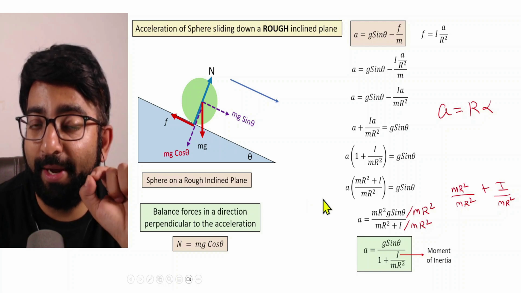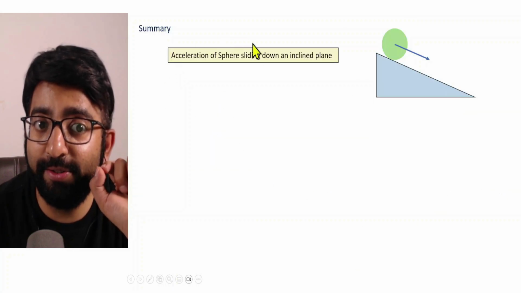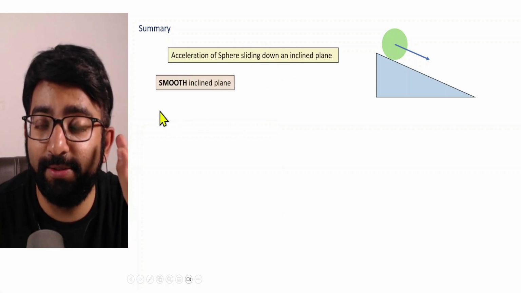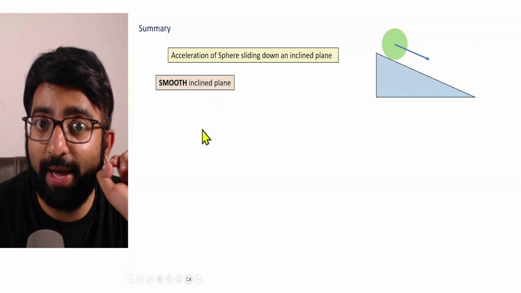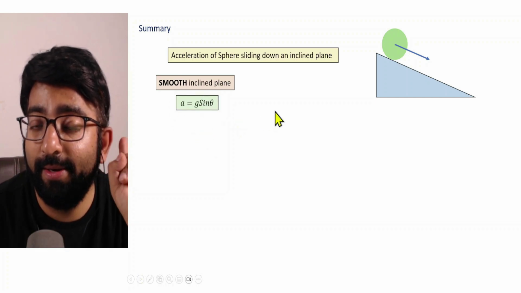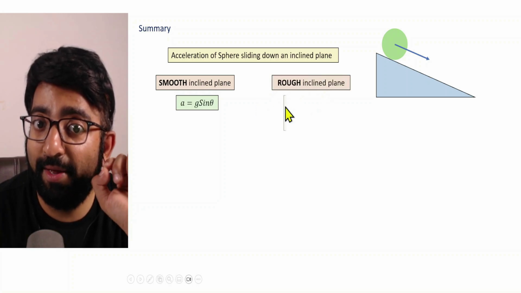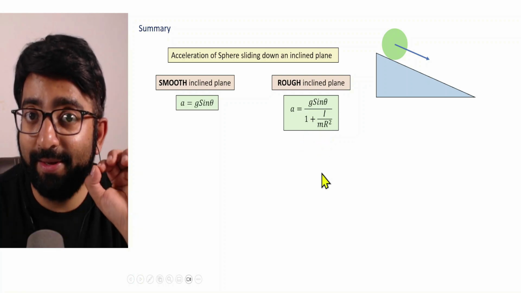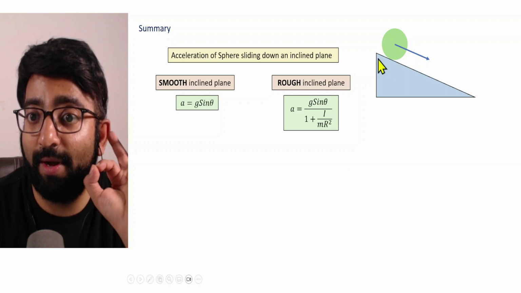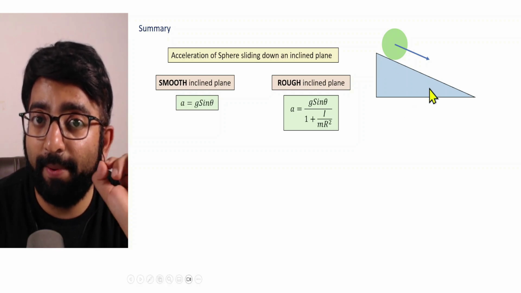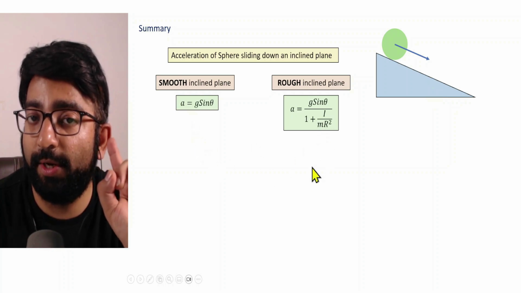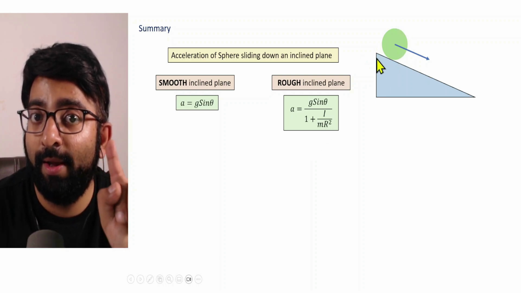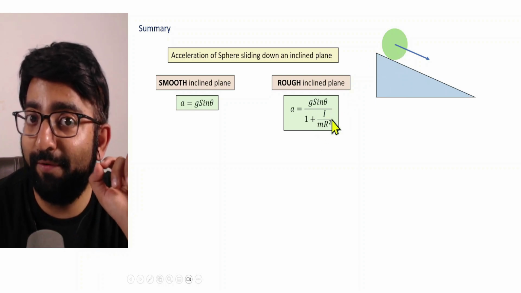And now let us quickly summarize what we have discussed so far. Acceleration of a sphere sliding down an inclined plane. We are going to consider two cases. The first case is when the incline is smooth, where we saw the acceleration of the sphere was g sine theta. Case number two, when the incline is rough, in that case, the acceleration is g sine theta divided by 1 plus I upon MR square. And in the exam questions, all you need to focus on is, does the incline have friction or not? Depending on that, the expression for acceleration will change. Because the moment friction comes into the picture, the sphere will also start to rotate. And once the rotation starts, moment of inertia will come into the picture.